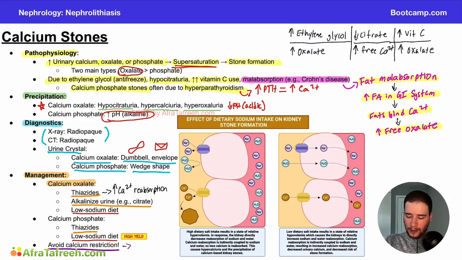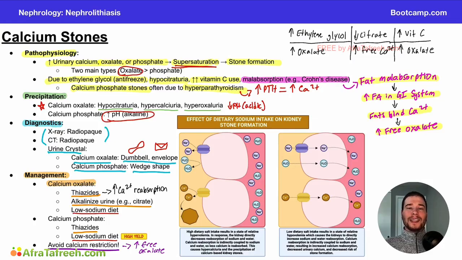If we decrease calcium intake, we then increase the amount of free oxalate, because a balance of calcium and oxalate in the gut, they will bind each other and be excreted in the feces. But if that balance gets thrown off for any reason, whether that's from too low of calcium and thus an increased amount of free oxalate, or as we talked about with Crohn's disease, in which the calcium then binds to the fatty acids, which also creates an environment of increased oxalate.